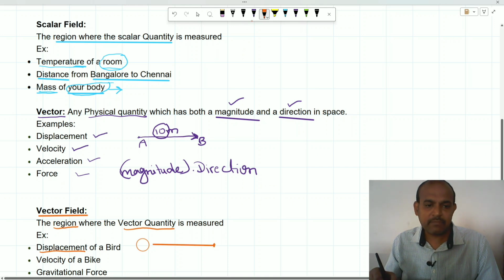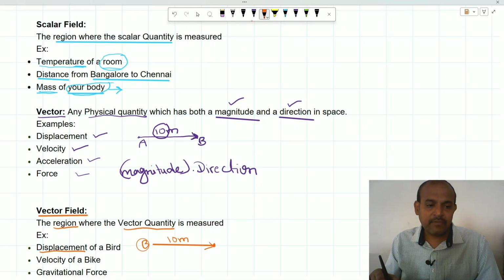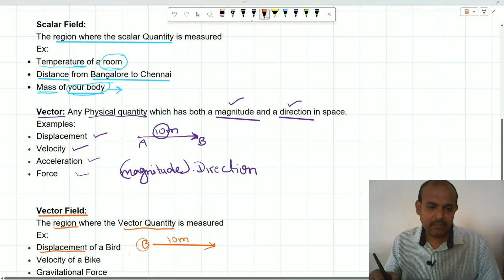Now this is a displacement of a bird moving from here to there, in this direction. So therefore it is a displacement of a bird. We talk about how much is the distance between those 2 points and from where to where. So we also talk about the direction. Next is the velocity of the bike, at what speed the bike is moving from one point to another point. So many kilometers per hour.